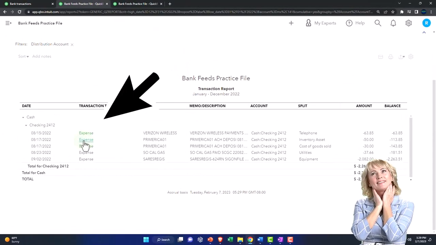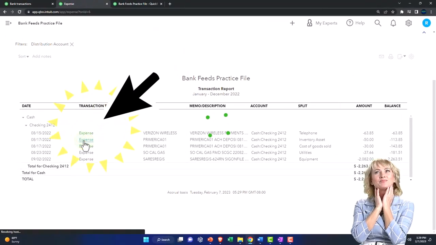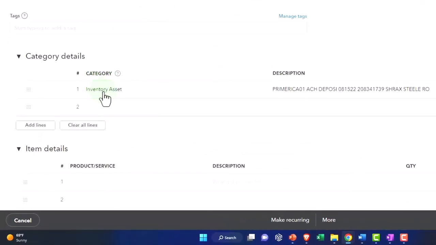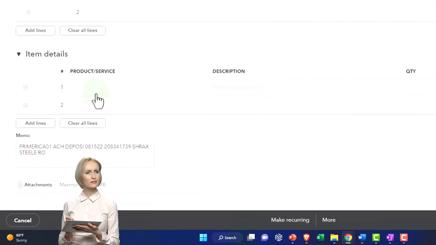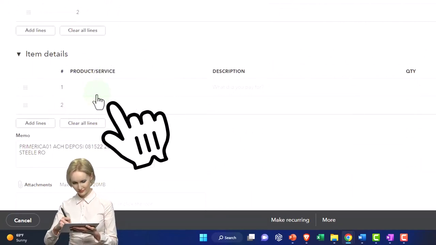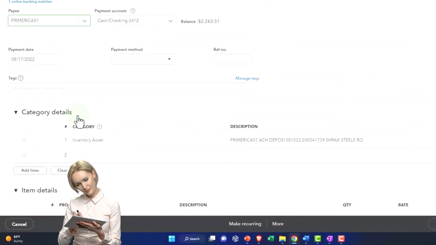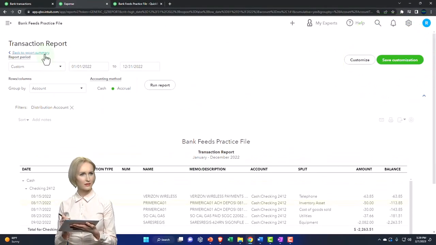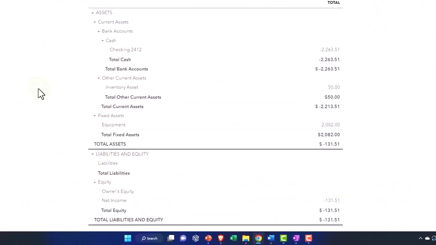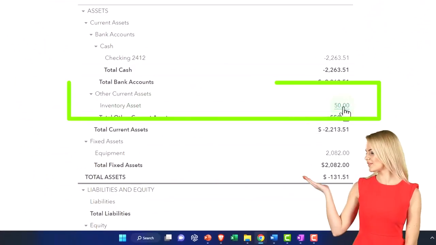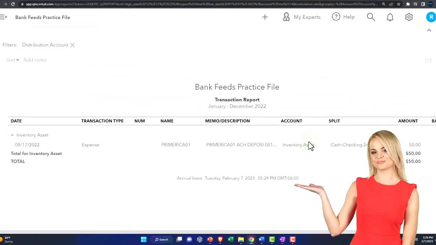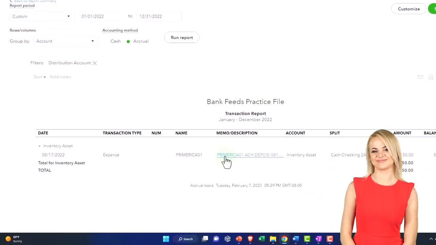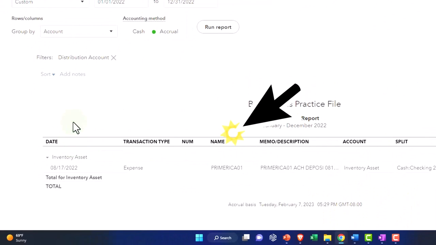If I go into the expense form, you'll see that the inventory has been recorded, but it was recorded with a category. It was not recorded with an item, which would generally drive the inventory as well as the subledger for the item. So if I go back, closing this out, the other side went to the inventory asset. There's our $50 in the inventory asset, and it's in there from the expense form. There's no inventory subledger related to it.